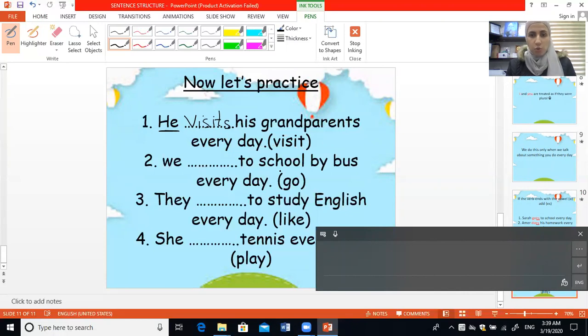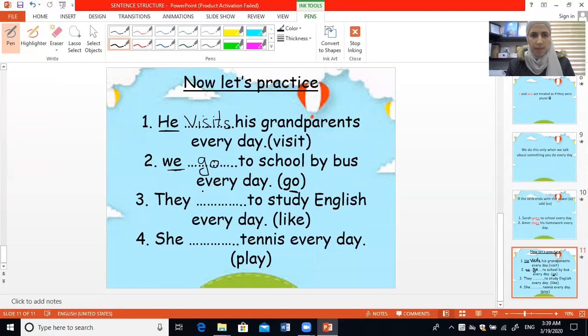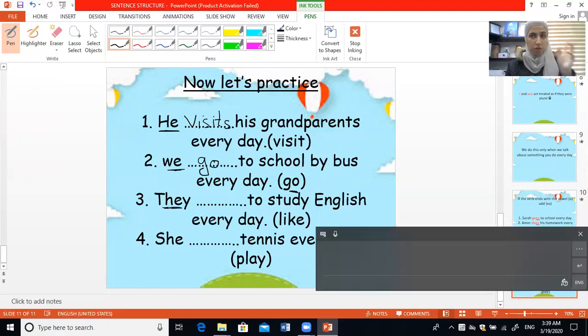Here, we to school by bus every day. So we have every day here. We is plural. It's not singular. We're talking we. Now go. Do we need to put an S with it? No. So you just keep it as it is. So go. We go to school by bus every day. Now here you have they. Is it plural or singular? It's plural. So do we really need to put an S with it? No, you don't put an S with it. They to study English every day. So you have like, they like, without any S because this is plural.